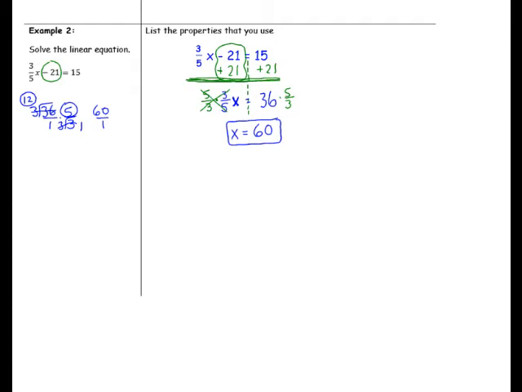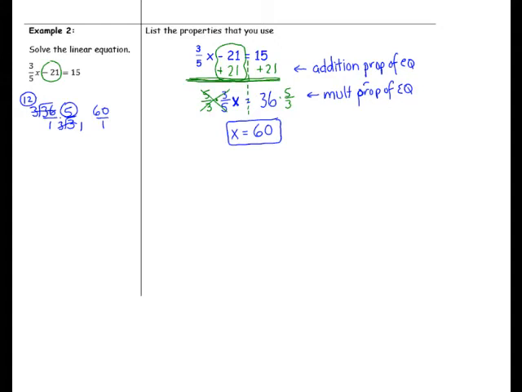The properties that we used to solve this equation. This is the addition property of equality. When you add the same number to both sides of the equation, it remains true. Then, this is the multiplication property of equality. When you multiply both sides of the equation by the same number, the equation remains true.